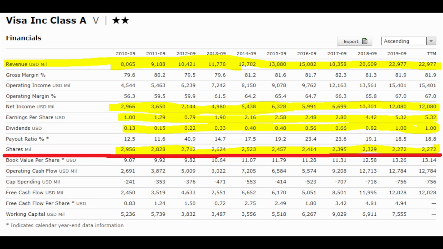Apart from the dividend we already mentioned that increased 10 times, the number of Visa stocks outstanding fell from 3 billion to 2.2 billion over the last 10 years. That's almost 30% less than the number of stocks outstanding in 2009.